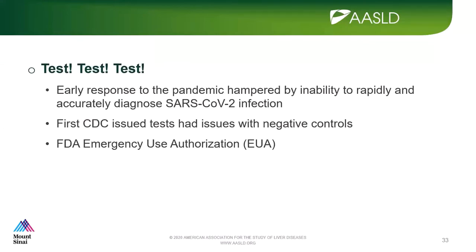I think all of us, at least here in the United States, and as you showed early on, can really say that at the beginning of this outbreak, there was a failure to test. And really, we're at the point where we want to test everyone and test them repeatedly. So the early response was really hampered, and the first CDC-issued tests had issues with negative controls. Through the FDA EUA, or emergency use authorization, if you look on their website today, there are almost 200 diagnostic tests that have received an EUA designation.